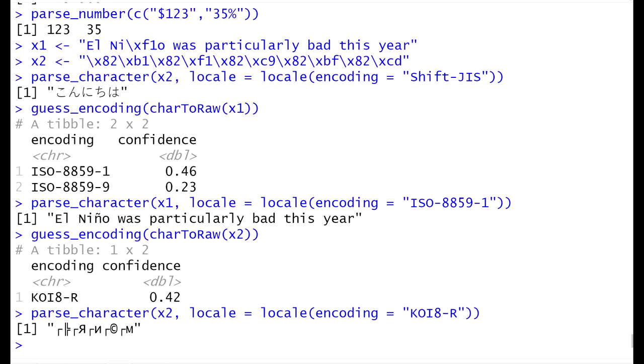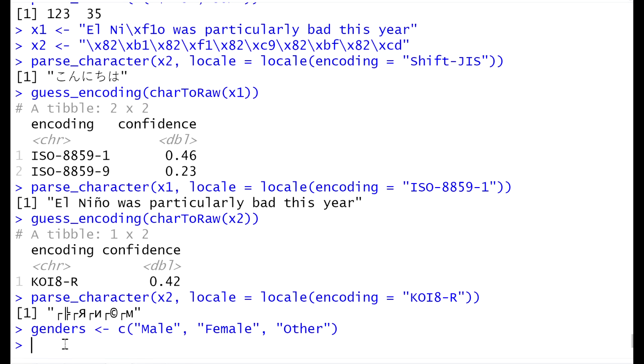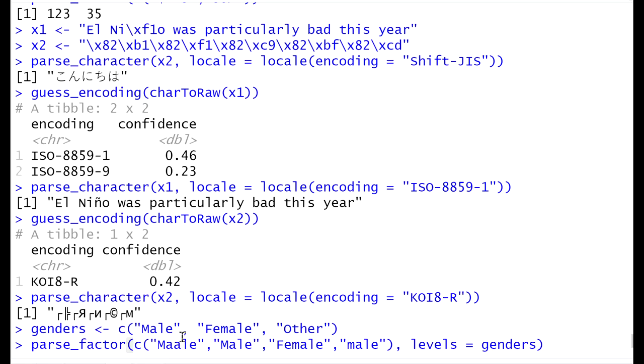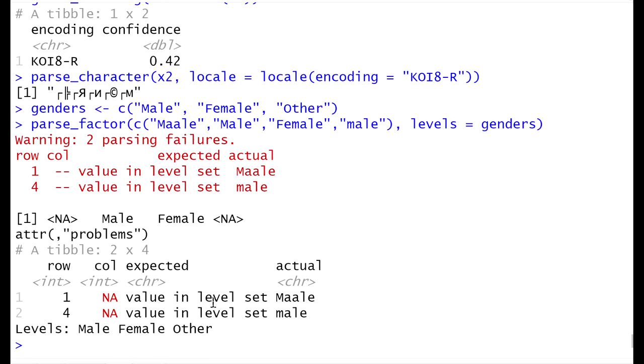If I do a list of factors, for instance, let's call this genders, and I'll have male, female, and other. And if I then did parse_factor of a data set that has some of those in it and said those are the levels that I want, it's going to come back with, oh, so this one was wrong, row 1, because it saw M-A-A-L-E. And this one was wrong because it didn't have the capitalized M.